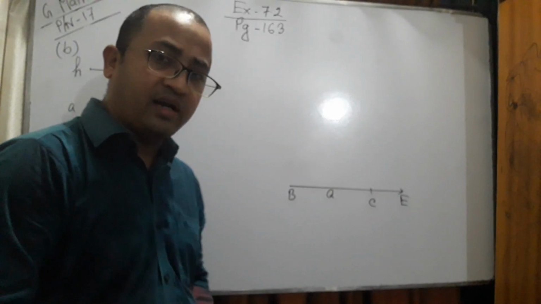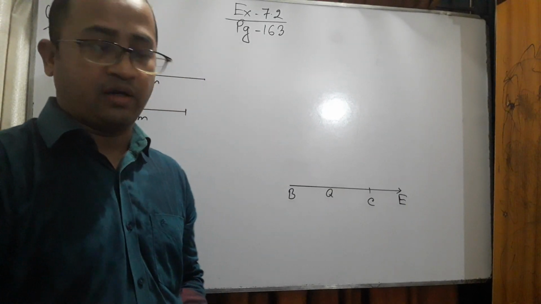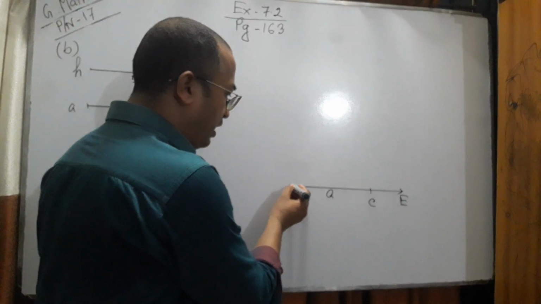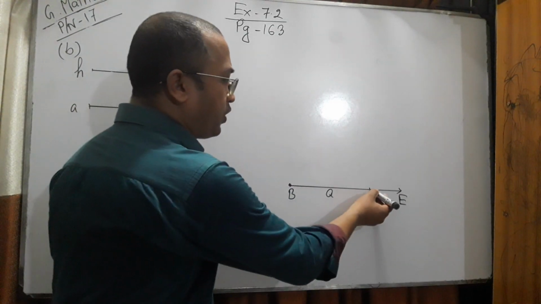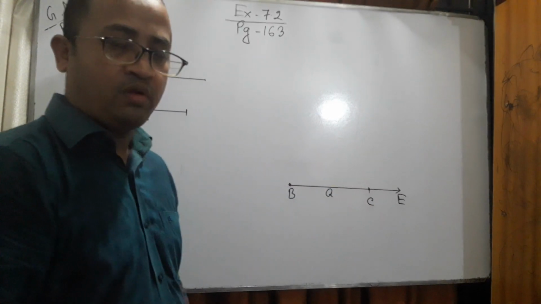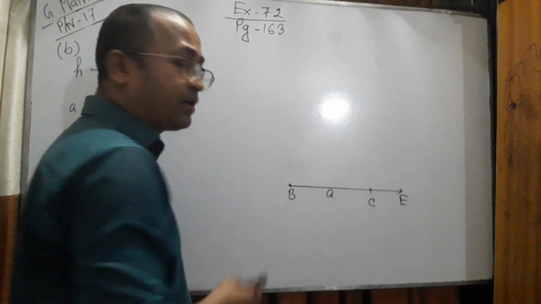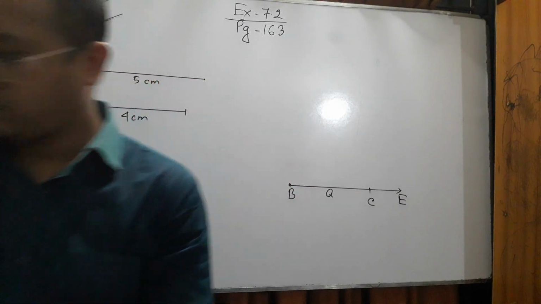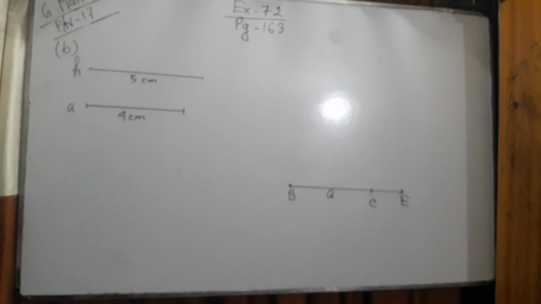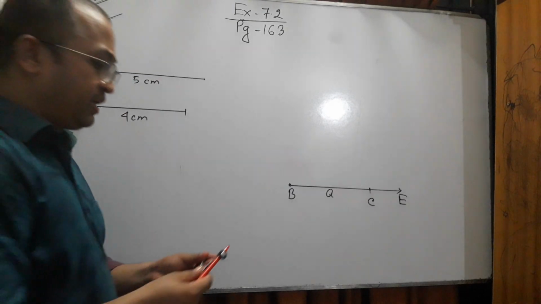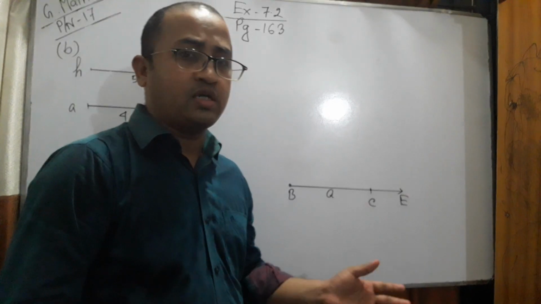This is a right angle triangle, so we need to draw a right angle. We can draw a right angle at the point B or at the point C, anywhere. But I draw a right angle at the point B. I think you know how to draw a right angle. Just now I have shown.